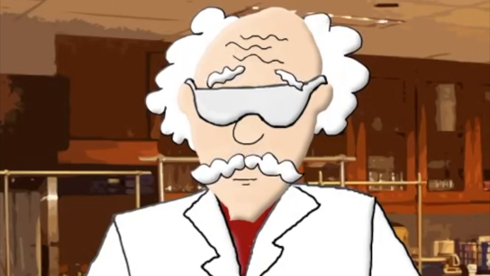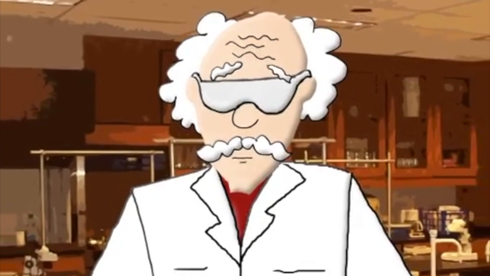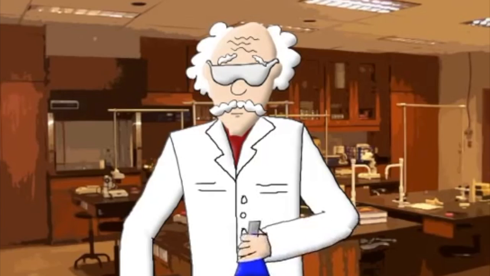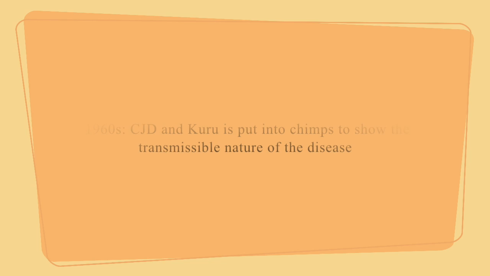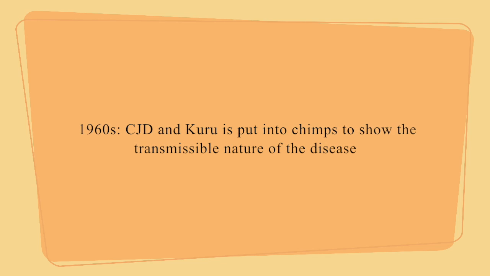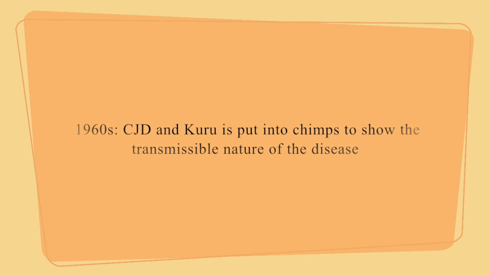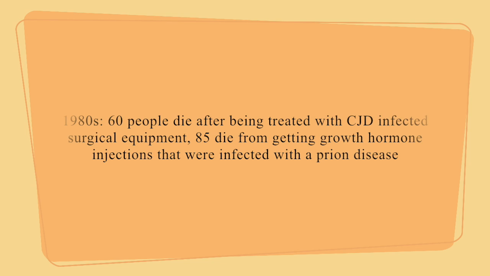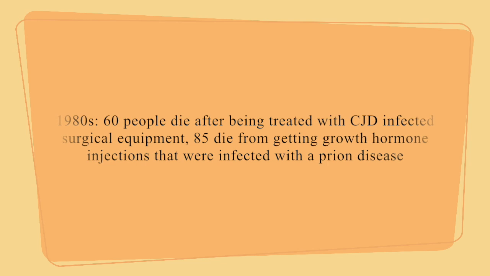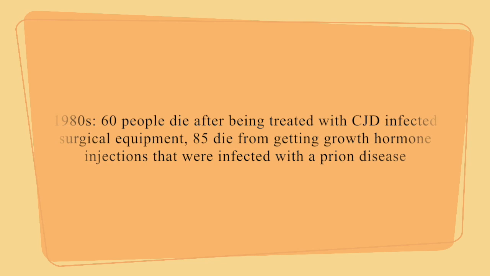Although there has been a lot of research and discoveries done with prions, skeptics still try to prove Dr. Stanley Prusiner wrong. This is because the idea that proteins can reproduce without nucleic acids goes against everything known about transmissible diseases. The history of prions is quite important. In the 1960s, CJD and Kuru is put into chimps to show the transmissible nature of the disease. In the 1980s, 60 people die after being treated with CJD-infected surgical equipment, and 85 die from getting growth hormone injections that were infected with the prion disease.